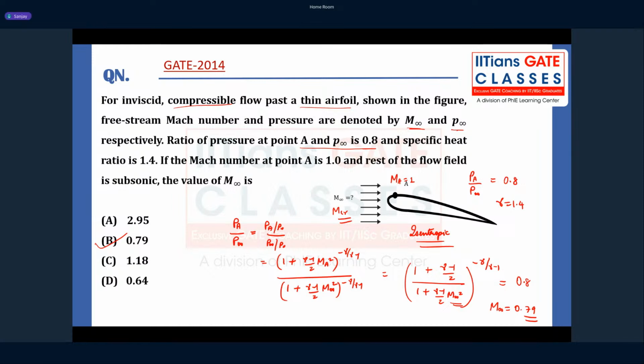Are you all getting this? Did anyone try? Are you getting 0.79? Straightforward calculation, right?